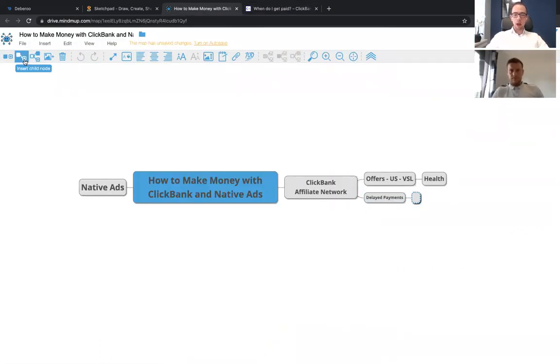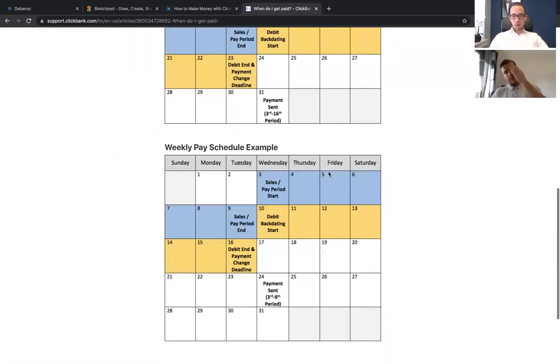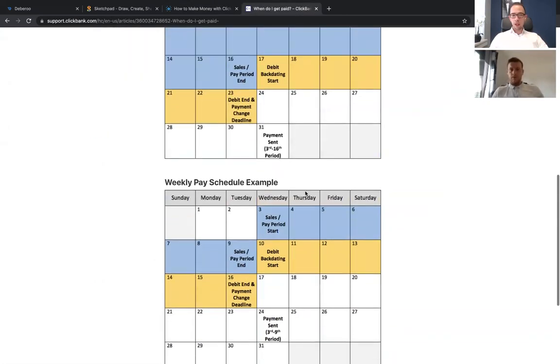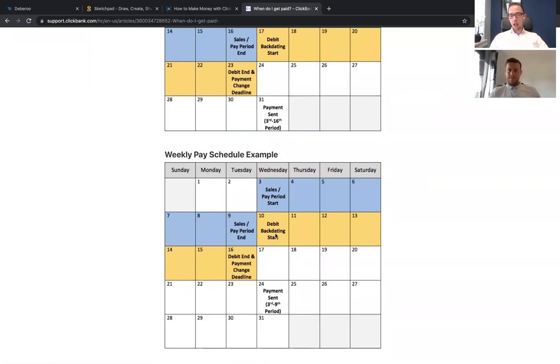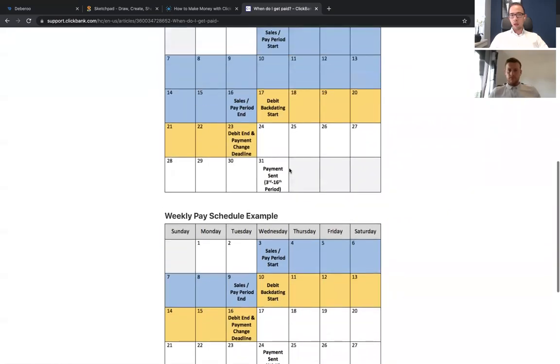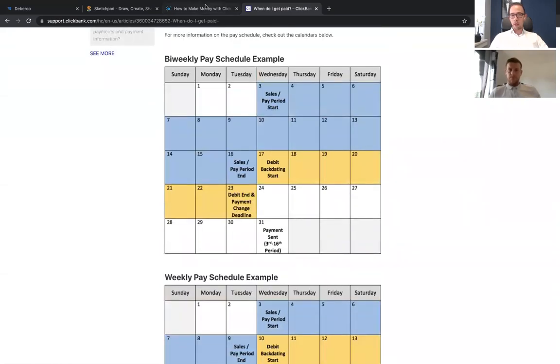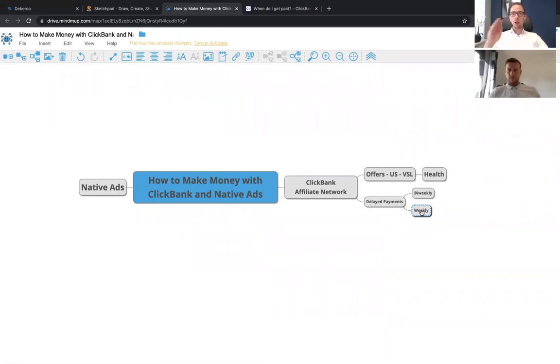It's either bi-weekly or weekly, probably depending on the volume you're doing. You need to get to that threshold, but even on a weekly payment schedule, it's not really weekly because they have this debit backdating, which is like 2 weeks. So it's going to take 3 weeks, and here it's going to take 4 weeks to get paid. They say it's weekly, but it's not. You could get weekly payments after the initial 4 weeks. So it's 4 weeks and then weekly, and then 4 weeks back.